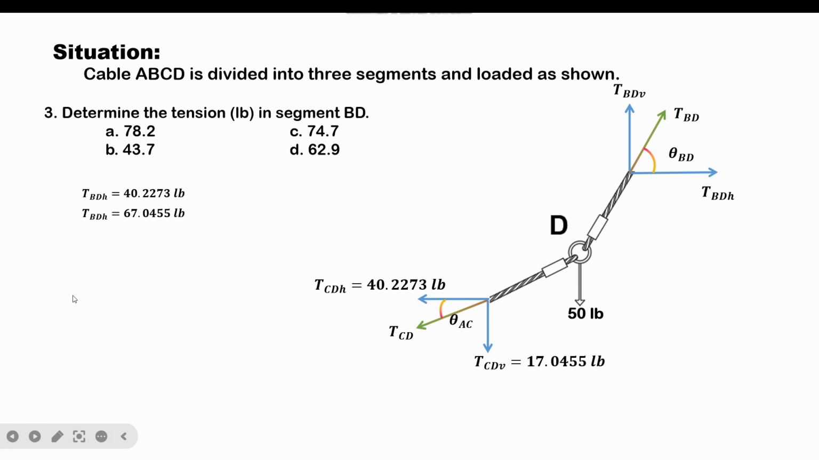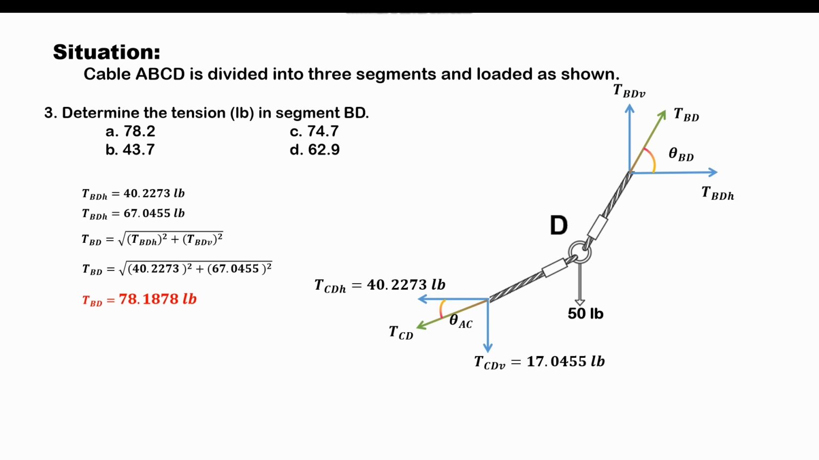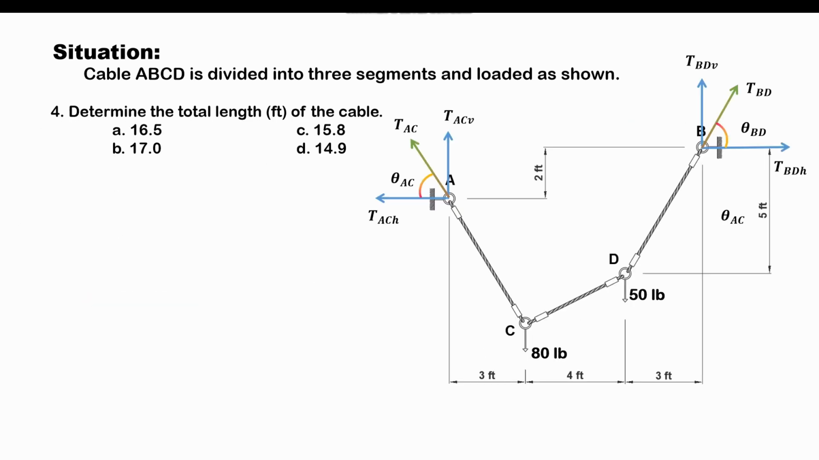To compute for the resultant tension, we will compute for the square root of the sum of the squares of each component. So substituting the values of the components onto this given equation, we will yield the tension in segment BD to be 78.1878 pounds. And from the choices, our answer would be letter A. Let's proceed answering the last question for this problem.